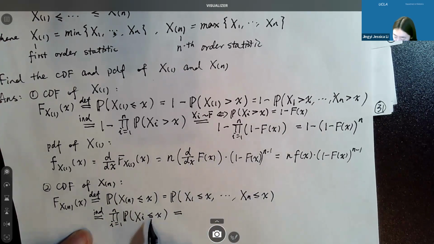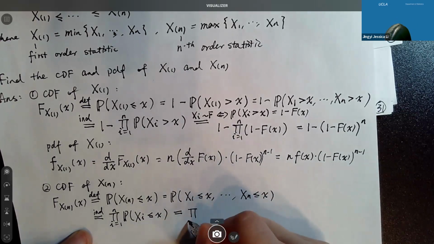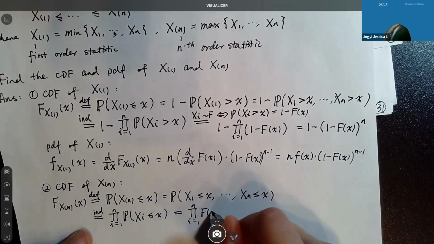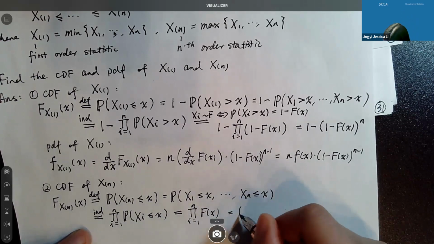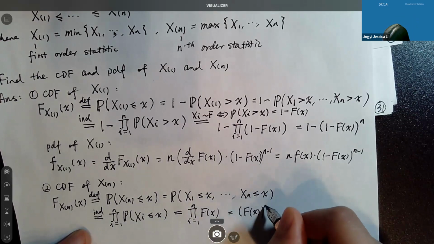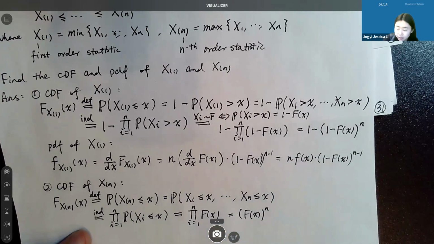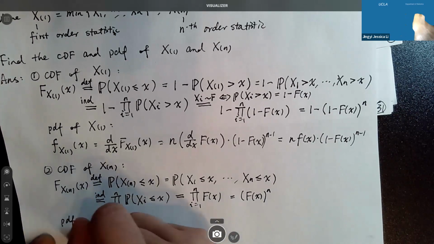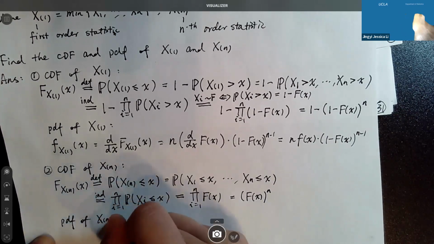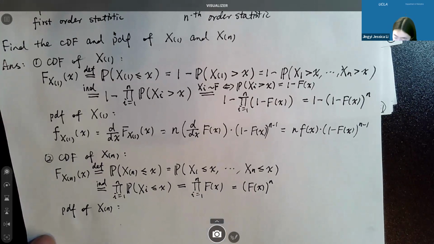By the definition of the CDF of each Xi, which is F, that's exactly F_X. Right? And now it's the same F_X multiplied n times. Okay, so it's basically this. That's the CDF. And then the PDF will be straightforward, just take the differentiation of the CDF.